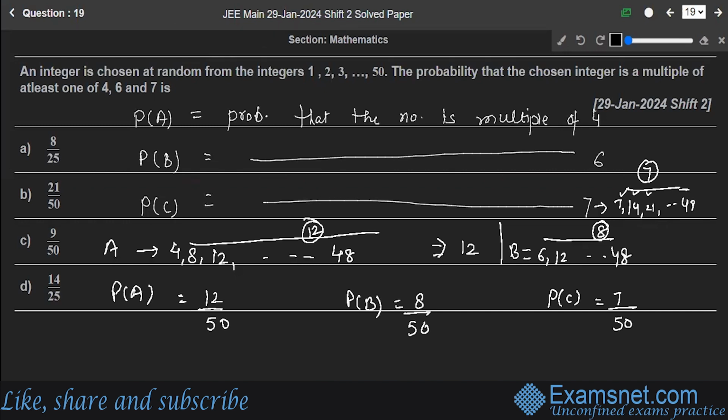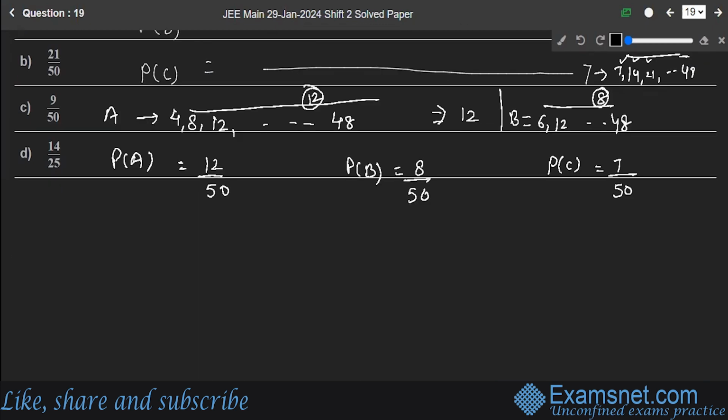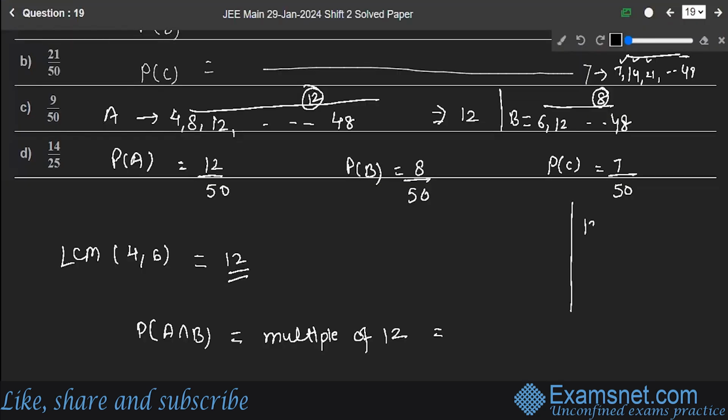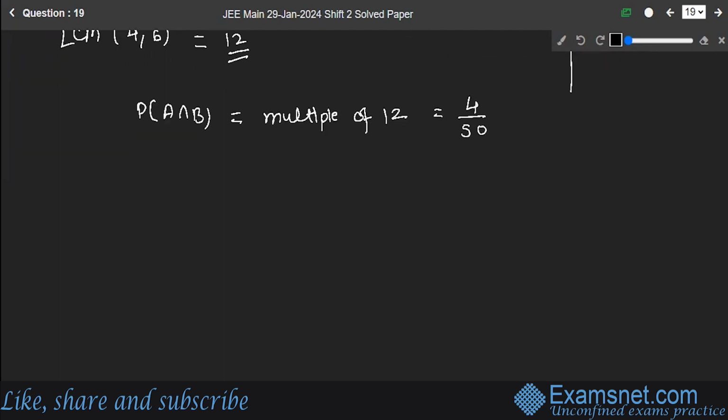Now, let's find out the numbers which are multiples. What is the LCM of 4 and 6? That is equal to 12, right? So P(A intersection B) will give you the numbers which are multiples of 12. So this will be 12, 24, the last one 48, only 4 numbers will be there. So it will be 4 upon 50.